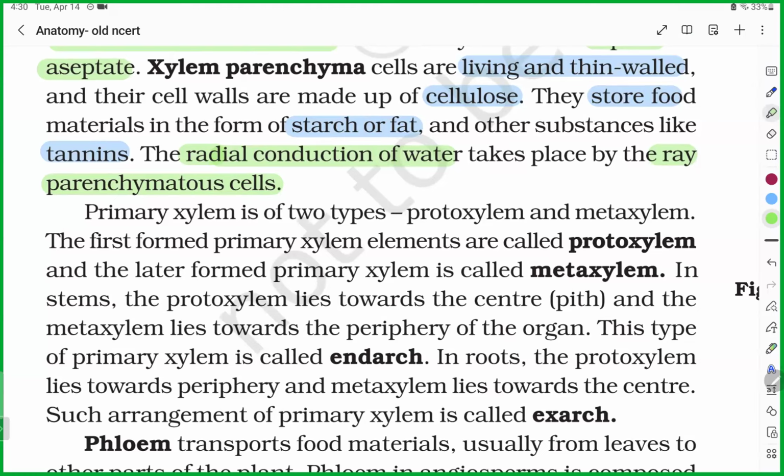Primary xylem are two types: proto formed first, meta formed later. Correct? First formed, then protoxylem. Later formed, metaxylem. Mature. In case of stem, you will see protoxylem is central and metaxylem is outside. So based on the protoxylem, you will say there is an endarch arrangement. What is the meaning of endarch? Protoxylem inside. Endo means inside. Protoxylem inside and arc present in the stem. Ulta in case of root. In root, protoxylem is outside, and this arrangement is known as exarch.